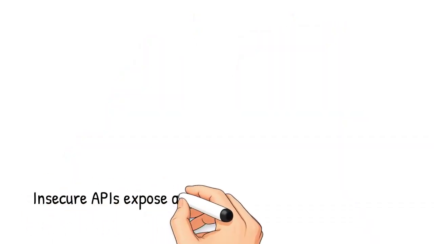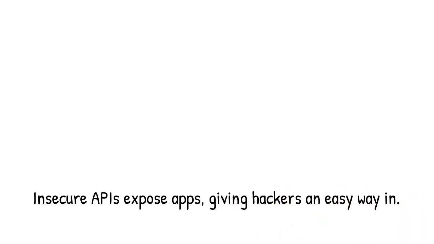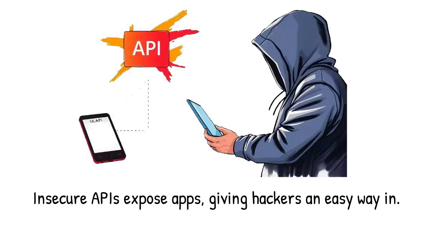Insecure APIs. The app's communication channel is exposed. Apps talk to servers using APIs. If APIs are insecure, the app is insecure, no matter how good the UI looks. Hackers exploit missing authentication, missing rate limits, exposed endpoints, predictable URLs, poor input validation, leaky error messages.